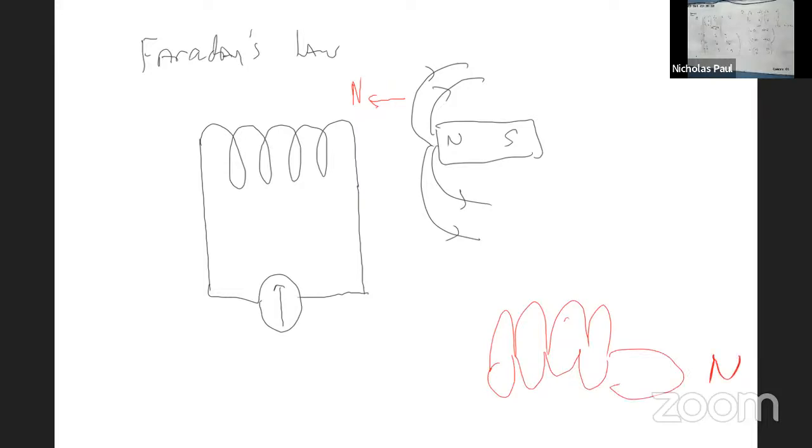So you're using your right hand, right? And your thumb pointing towards where is north. And your fingers will point in the direction of the current. So the current coming down the coils. You're seeing that? The current coming down the coils like this.